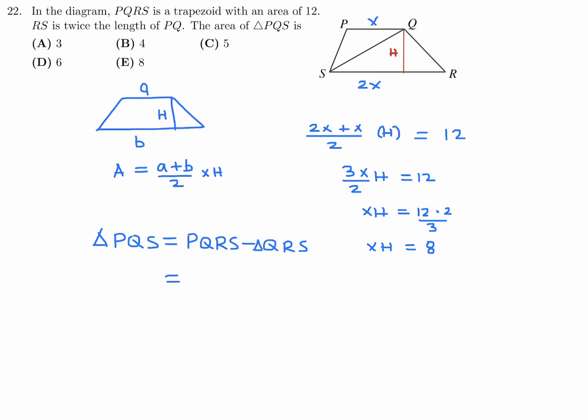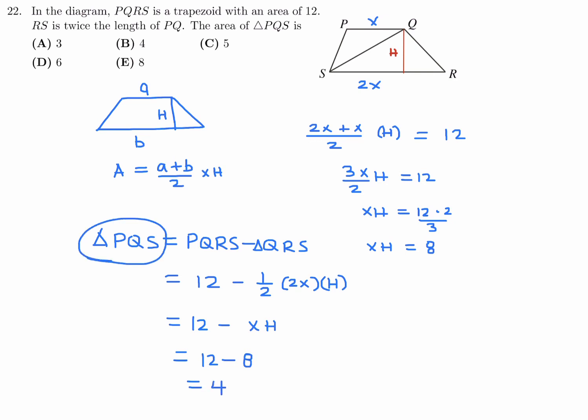Okay, so PQRS we just figured out. Well, actually, they give us that in the question. It's 12. We didn't really need to figure out anything. But QRS we have to figure out. That'll be 1/2 base times height. The base is 2x, and the height is h. So this becomes 12 minus just xh. Xh we just figured out was 8, so this becomes 12 minus 8. And that is equal to 4. So triangle PQS has an area of 4. So number 22, the answer is B.